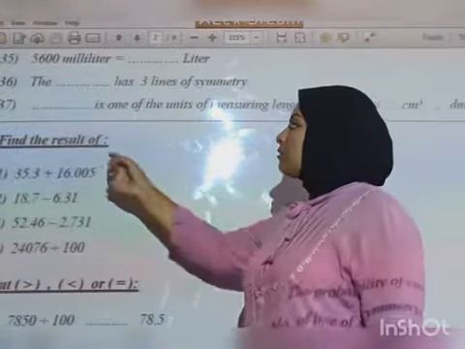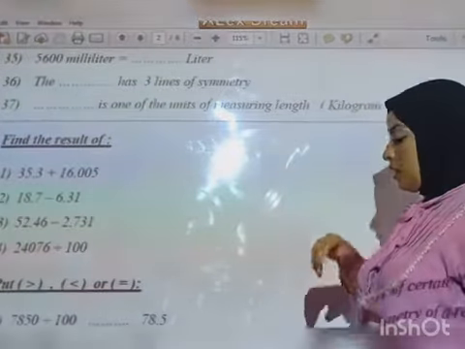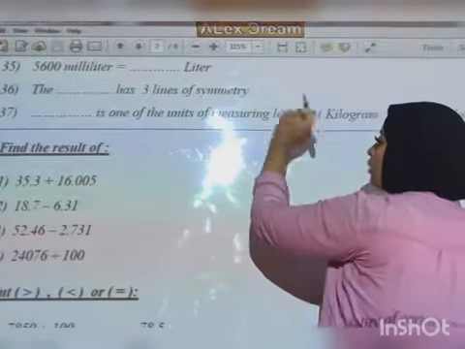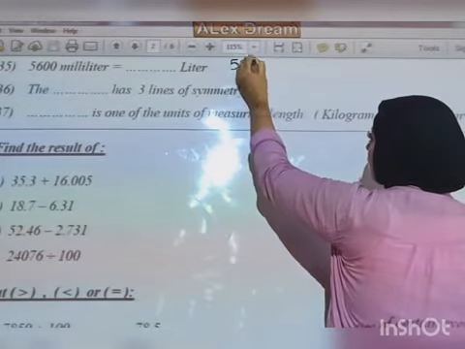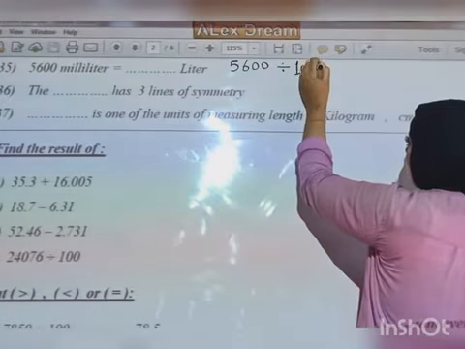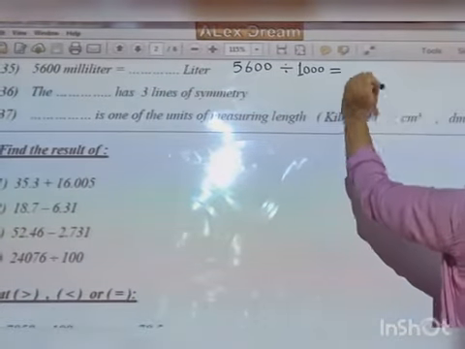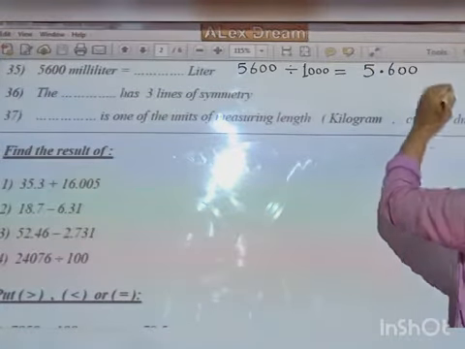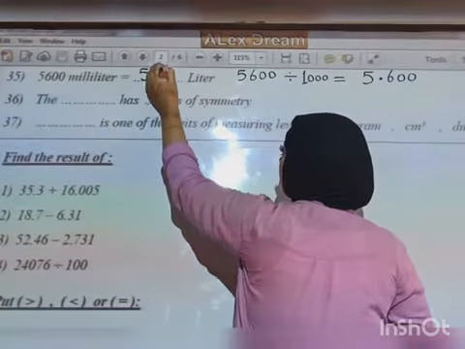Number 35, we have 5,600 milliliters equal how many liters? To convert from milliliter, a small unit, to a big unit like liter, we divide this number. 5,600 divided by 1,000, because there are 1,000 milliliters in 1 liter. Now it will be 5.600. That means 5.6 liters.